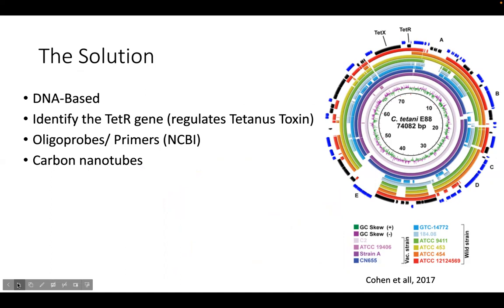And for this biosensor, we will be using the oligoprobes that we designed using the NCBI database. And these include 10 different primers that will allow for the identification of the genes. And we'll use carbon nanotubes because of their exceptional electrochemical properties. And then we'll be able to amplify the DNA sensing signal with these.